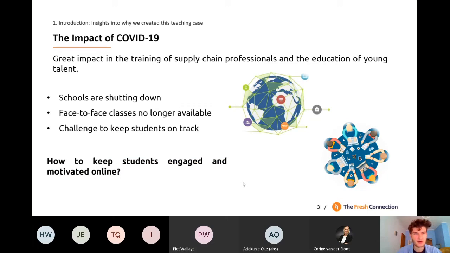So we will start with the situation that we are in right now. The impact of COVID-19 was affecting supply chain professionals all around the world and their training, but also the education of young talent at universities and institutions worldwide. Schools were shutting down, classes had to move online, and it was a challenge for many professors to keep students on track. We have a big network of professors, and a lot of them came to us and said, our biggest challenge right now is how do we keep students engaged and motivated online? That's the background from which this teaching case arose.